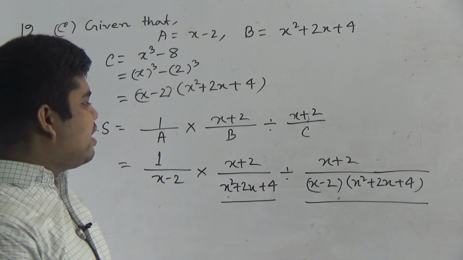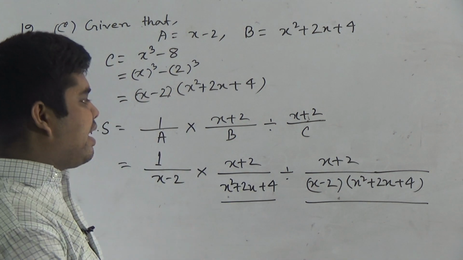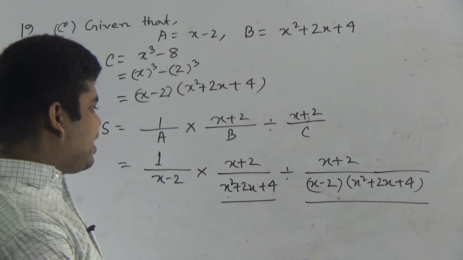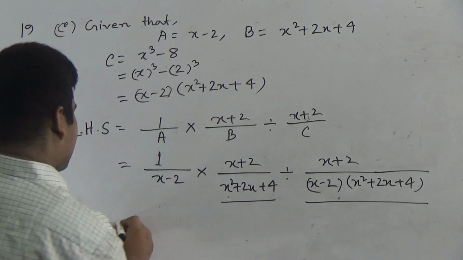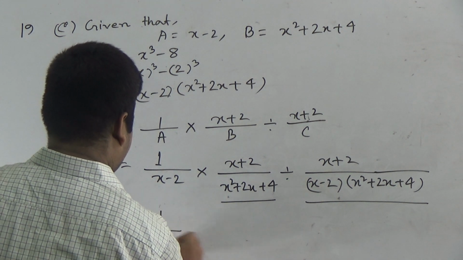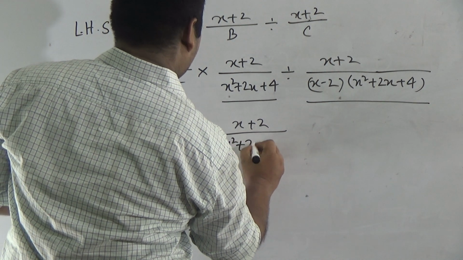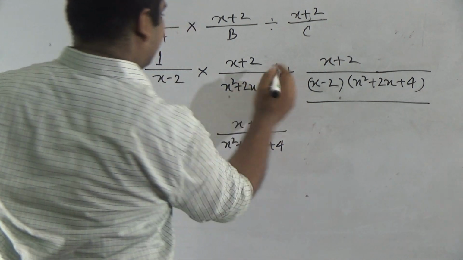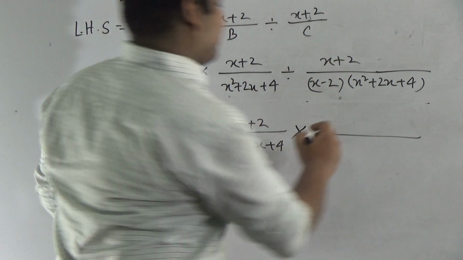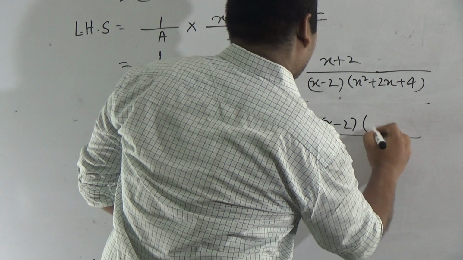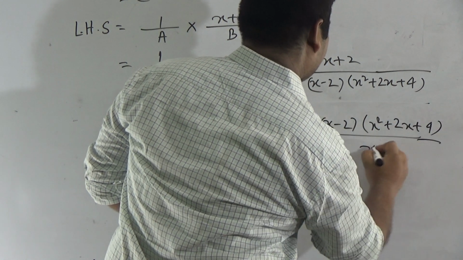What do you mean by division of a fraction by another fraction? Division of one fraction by another fraction means the multiplication of the first fraction with the reverse of the second fraction. That means 1 by x minus 2 remains unchanged, then x plus 2 by x square plus twice x plus 4, and division means multiplication, and this fraction will be reversed. That means numerator will be denominator and denominator will be numerator. I hope you have understood.